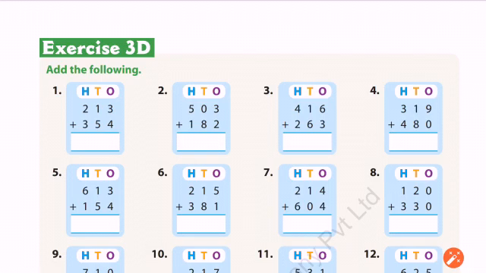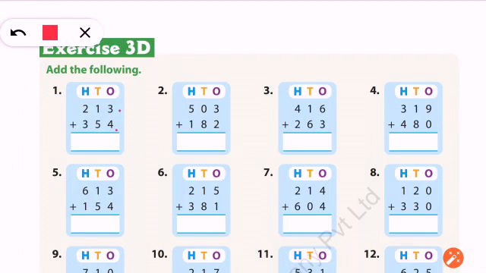Now see exercise 3D. Add the following. Okay. These are also at ones, tens and 100 places. Just there are 3 places given: ones place, tens place and 100 place. Okay. These are not carry questions. So you can do it very easily.